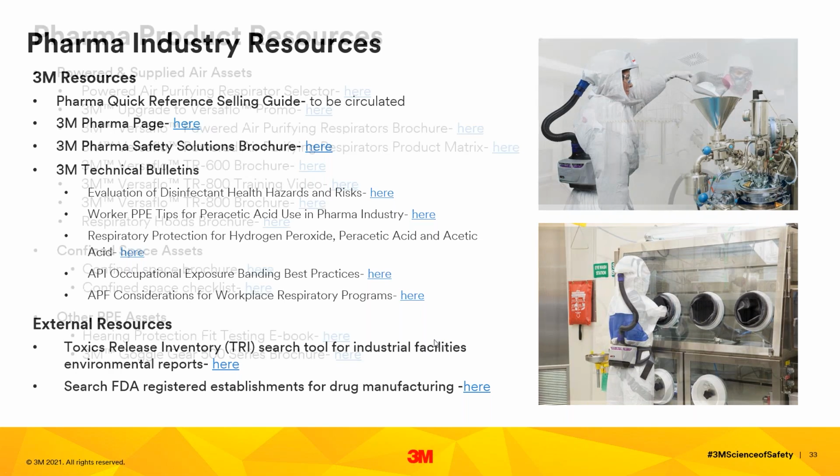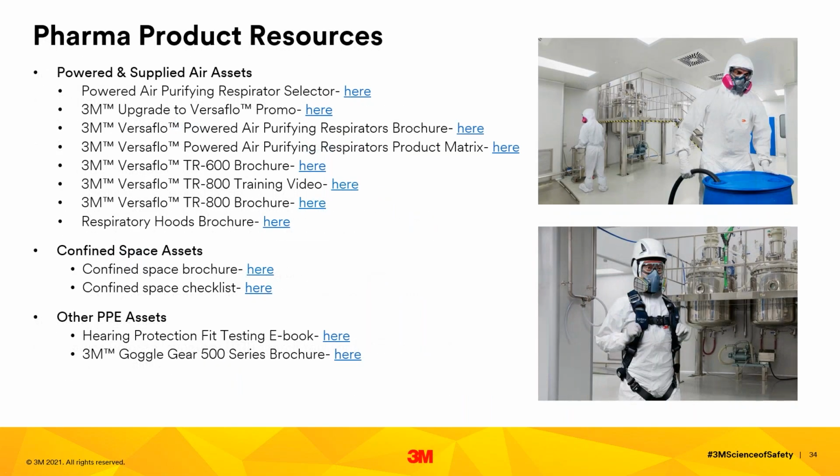Thanks, Kathy. We've also included some quick reference links to product-specific information from some of the key products that we discussed throughout the presentation. As you can see, we've got a number of powered and supplied air assets for you, as well as a brochure on our respiratory hoods. We've got some confined space assets, and then a bit about that hearing protection fit testing that Andrew was talking about earlier. We've had some customer councils and done that fit testing during the councils, and it's really an aha moment for many of these health and safety managers.